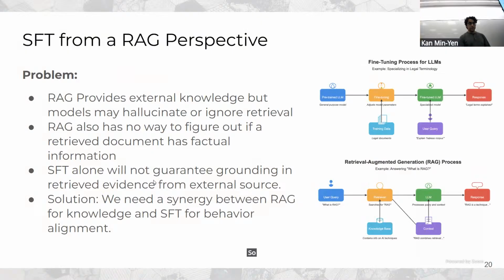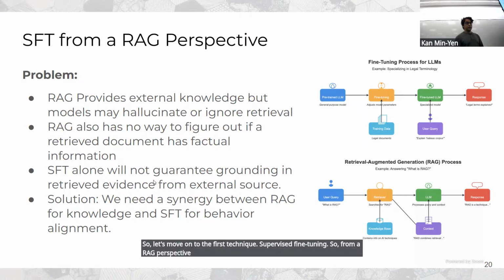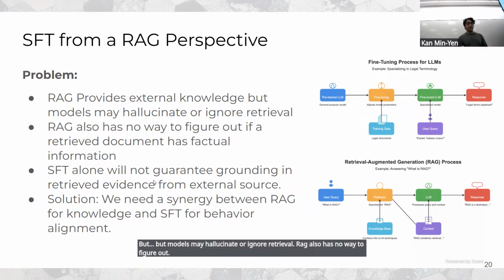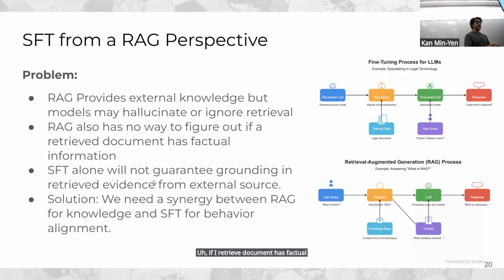So let's move on to the first technique, supervised fine tuning. From a RAG perspective, we know that RAG provides external knowledge, but models may hallucinate or ignore retrieval. RAG also has no way to figure out if a retrieved document has factual information. We did discuss this in the last 2 weeks. SFT alone is not enough to guarantee grounding in the retrieved evidence. So we need some sort of synergy between RAG for knowledge and SFT for behavior alignment.